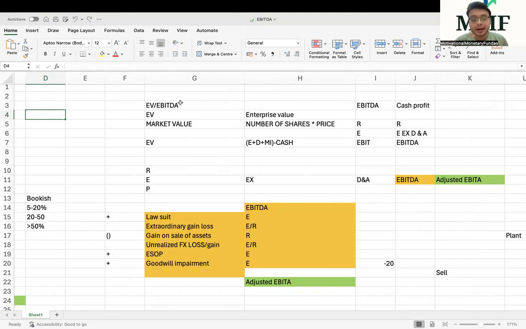And hence the EV to EBITDA multiple can become too fluctuating and might not give you the true picture of the companies if you compare them holistically. And that is the reason why this component of depreciation and amortization is classically ignored, to compare the companies upon a similar balance.